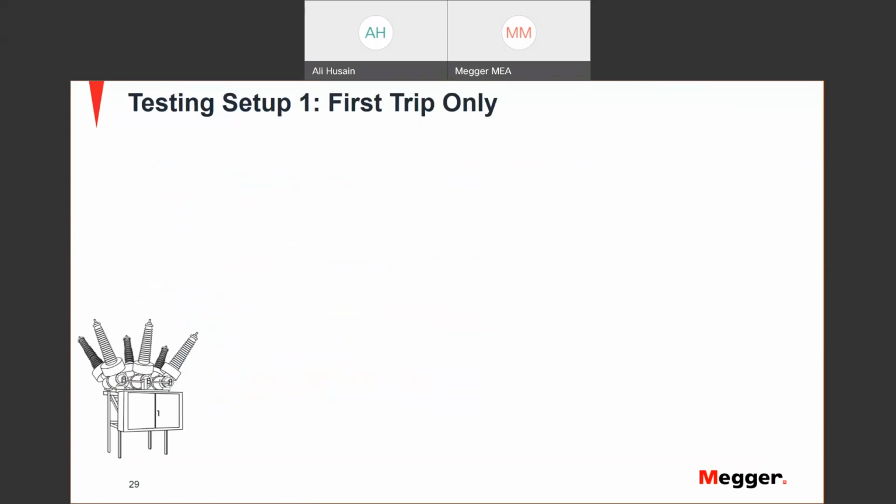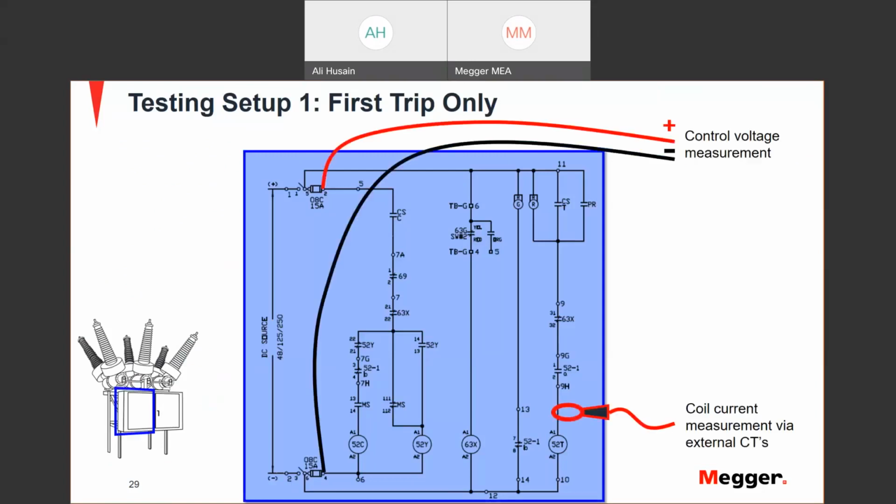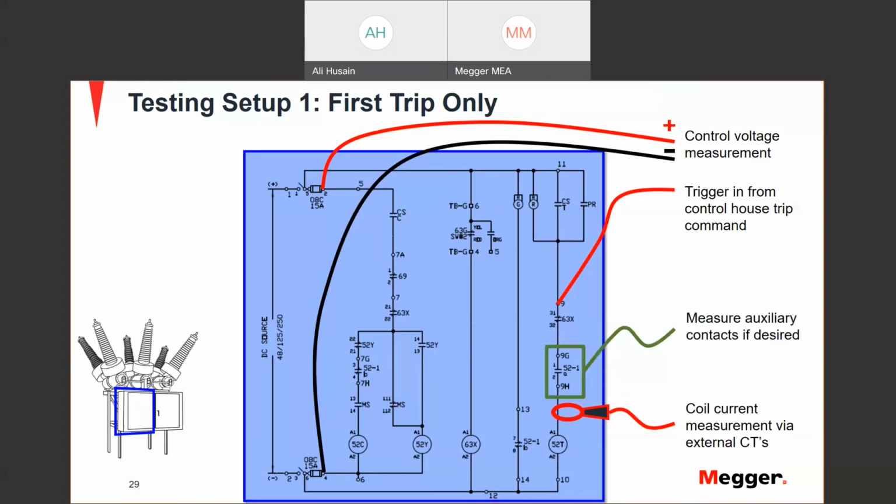So there are really two setups to do first trip test. The first setup is the easier one, just connecting to the control circuitry. You connect a clamp to measure the coil current. You measure the control voltage during the first operation, like the DC system voltage. And you take a trigger from the control to trigger the test equipment to start the measurement at the start of your breaker operation. If you want as well, you can measure the auxiliary contacts as well.